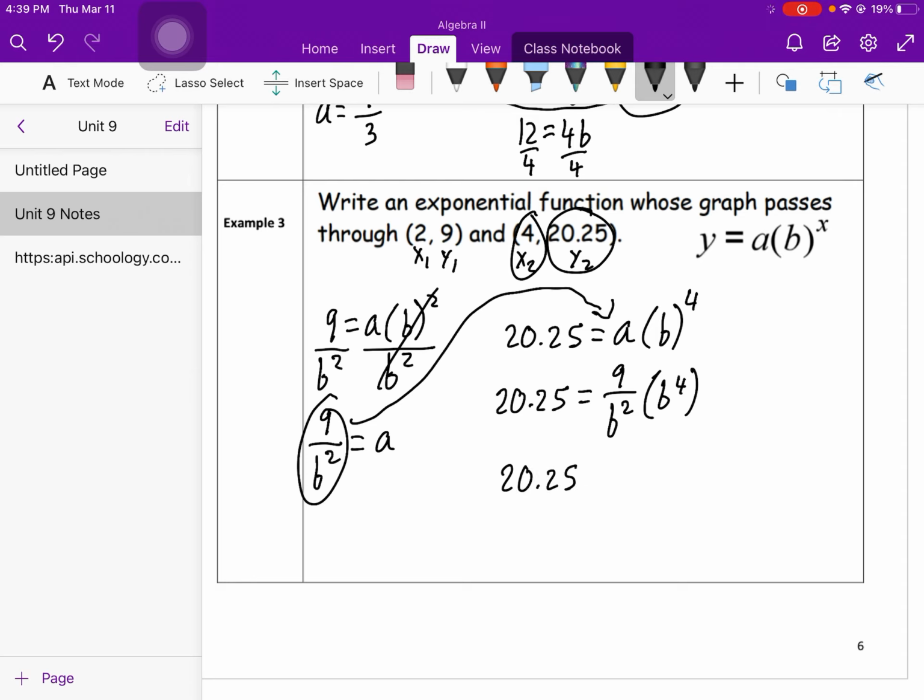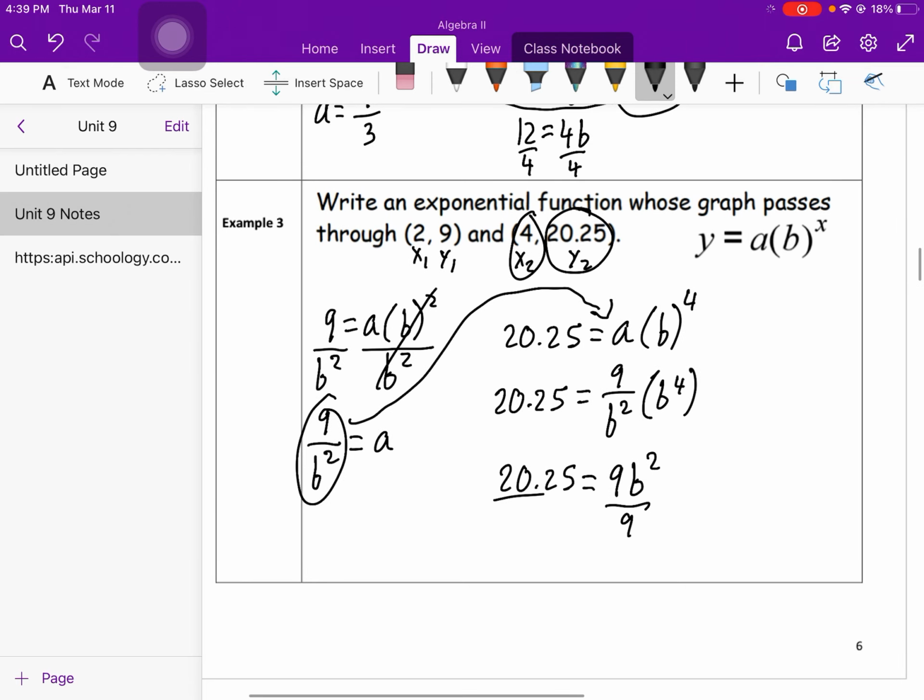I get 20.25 equals, now hopefully you recognize what's going to happen here. Since you have 4 b's that are going to go to the top, you have 2 on the bottom, it's just going to end up being 9b squared because you would have b to the fourth over b squared. Now the next step is we got to get rid of this 9 first. So let's divide by 9, get 2.25 equals b squared. And then to get rid of the square, we're going to take the square root of both sides. So b equals 1.5.